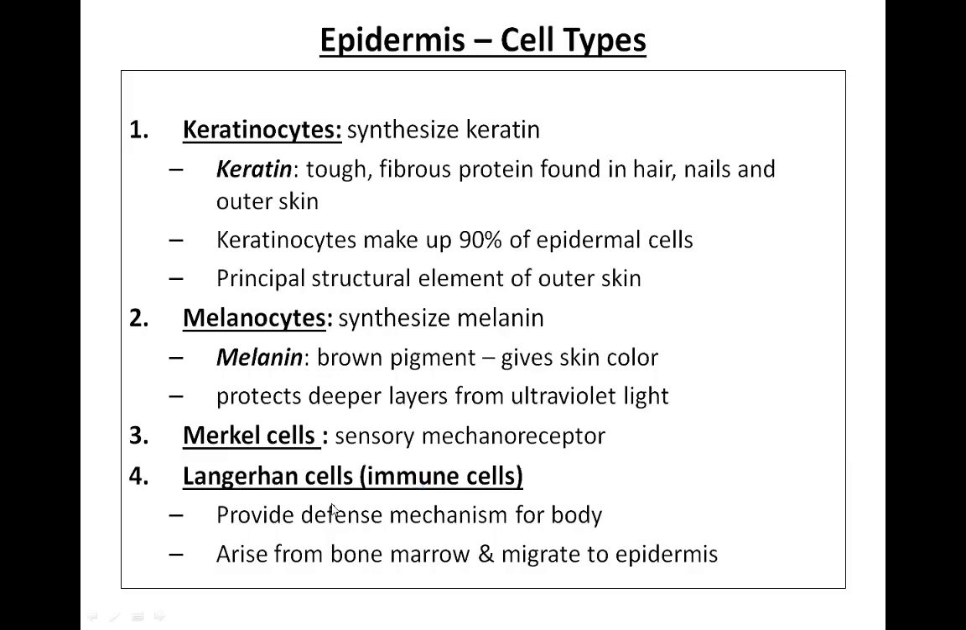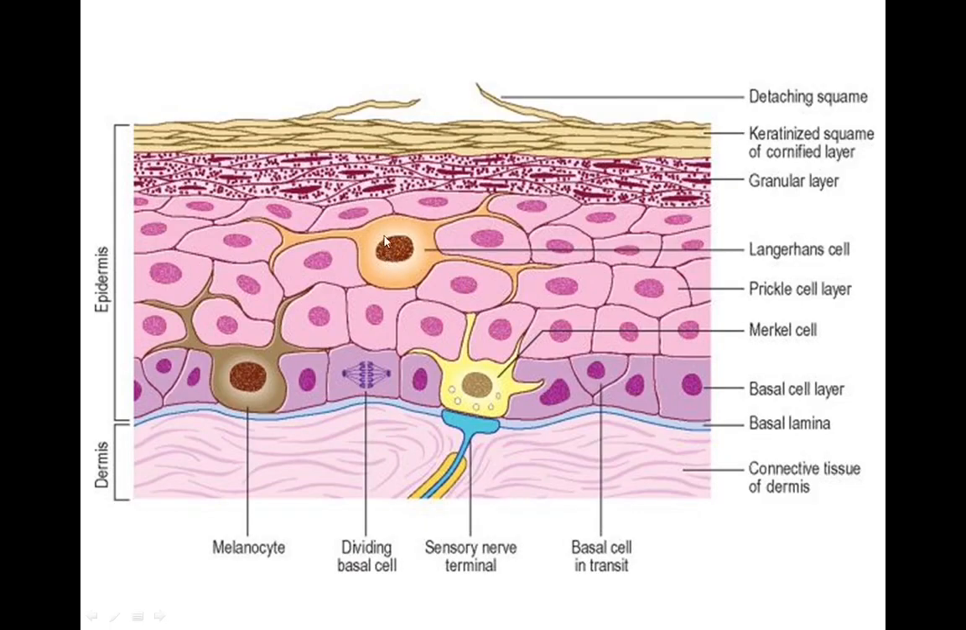Then Langerhans cells, which are phagocytic cells. They provide the defense mechanism for the body. They arise from bone marrow and migrate to the epidermis. So these Langerhans cells are arising from the bone marrow and migrate to the epidermis. This is our Langerhans cell. So it gives your phagocytic function.